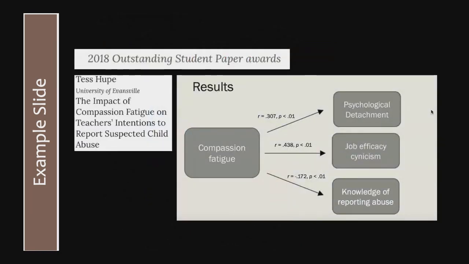This is an example from another 2018 Outstanding Student Paper Award winner that I thought presented their correlation results in a way that was pretty easily digestible for their audience members. And they could have just put 3 bullet points and they didn't.